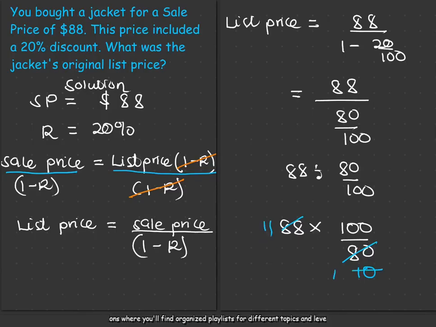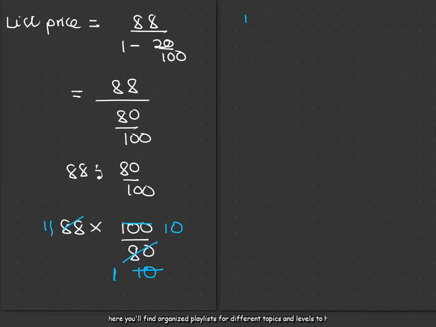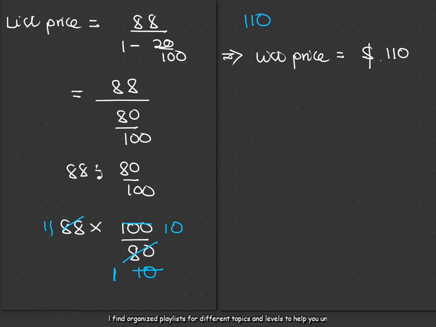Now 10 divides itself once and divides 100 10 times. So we are now left with 11 times 10. And 11 times 10 gives us 110. What we have done simply implies that the list price is equal to what? $110. As simple as that. So it's just about knowing when to use what formula, doing your needed substitution, and you are good to go, right?